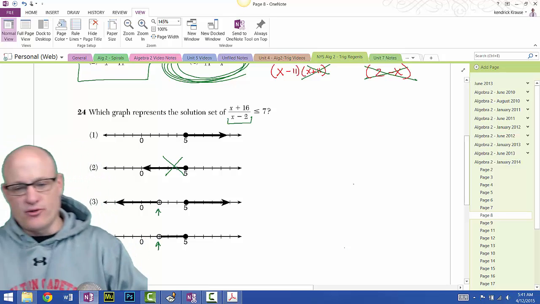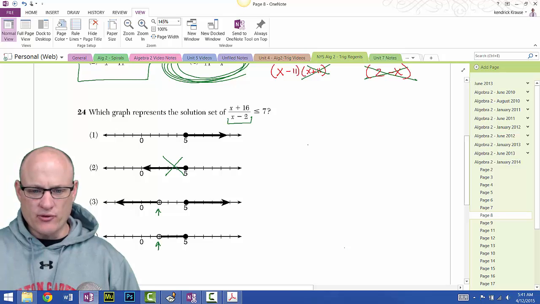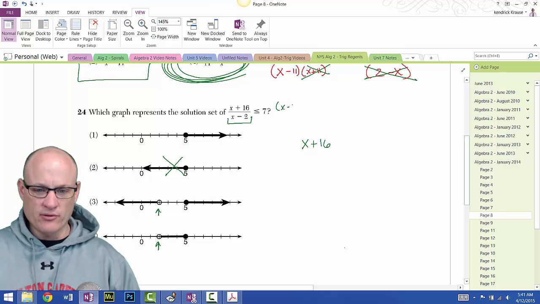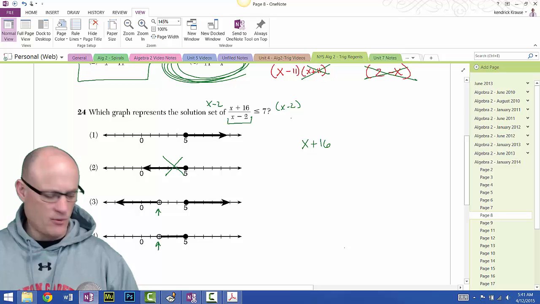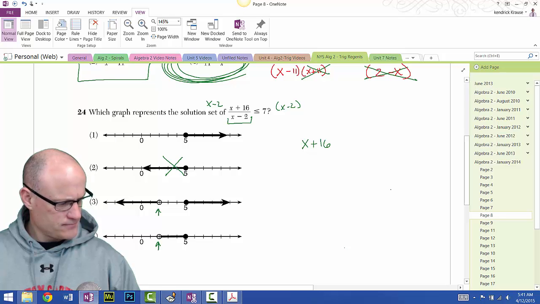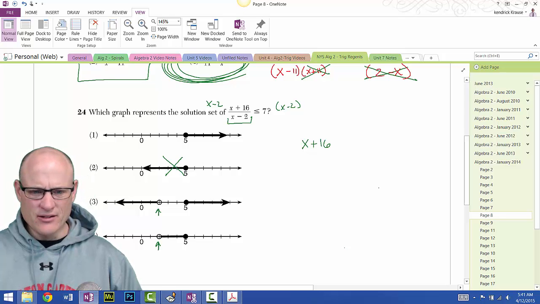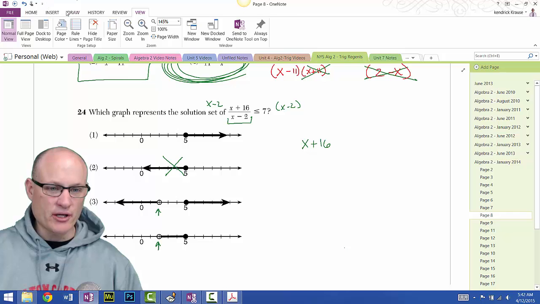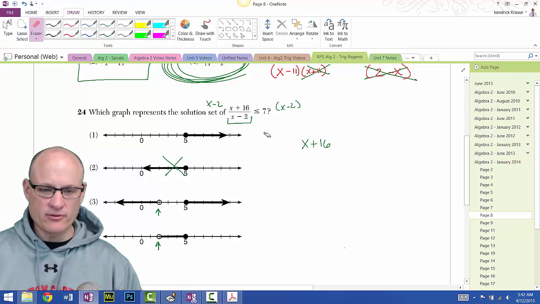All right, so what I'm going to do is I'm going to multiply both sides by x minus 2. So I get x plus 16 if I multiply both sides by x minus 2. Let's see if that works. Is that going to help me out? I think so. I don't know. This thing's bothering me. I'm just going to plug in numbers. Let's just plug in numbers. I don't really like this problem very much. It's a good problem, I guess, but I don't really like it very much.